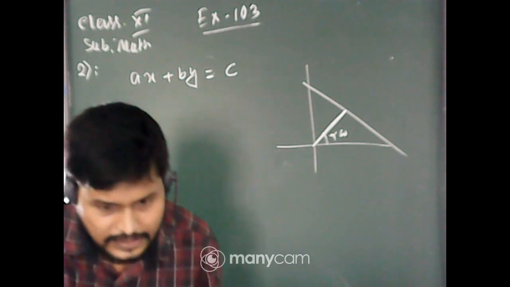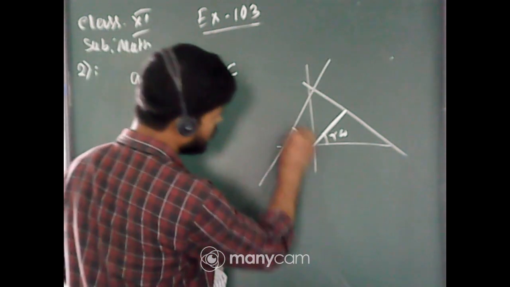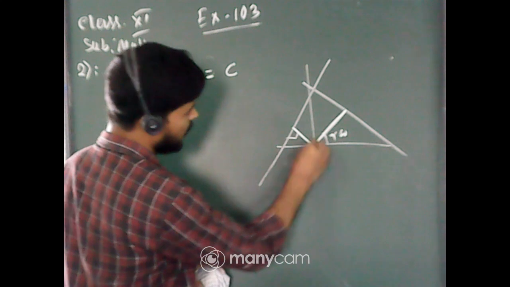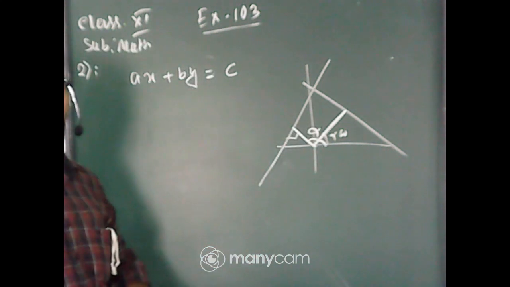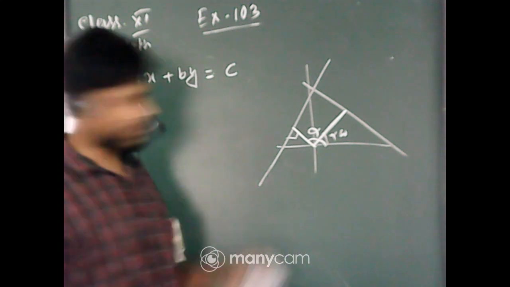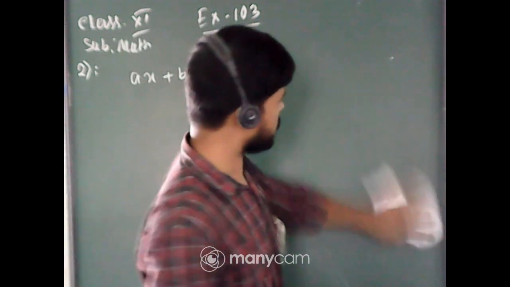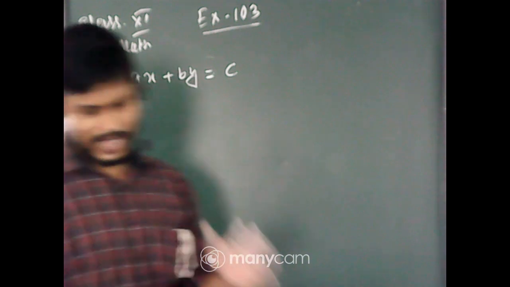Sir, if the line is in the negative direction, it also makes an angle alpha with the positive direction of the x-axis. Okay, there's no problem with that. Alpha is the angle between that perpendicular line and the x-axis.